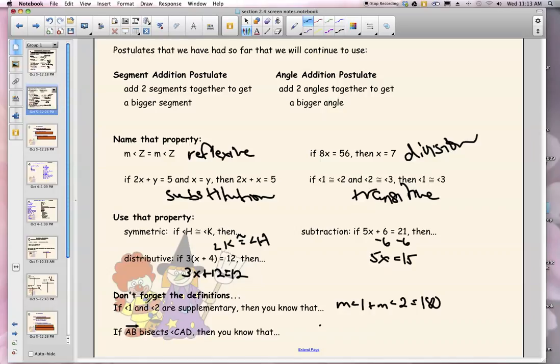Okay. Using the definition of bisect, remember bisect means to cut into two equal parts. So if I have a ray AB that bisects angle CAD, and you could easily draw yourself a picture if you need to. So you've got CAD, and then you've got a ray AB that bisects it. Bisect means to cut in half, two equal parts. So what would the two equal parts be? That would be angle CAB would have to be equal to or congruent to angle, and you could either call it BAD or DAB. Either one. That would be using the definition of bisect.